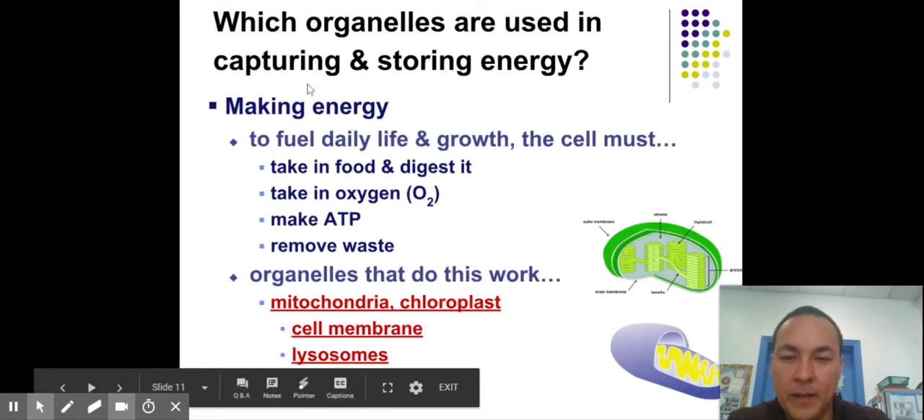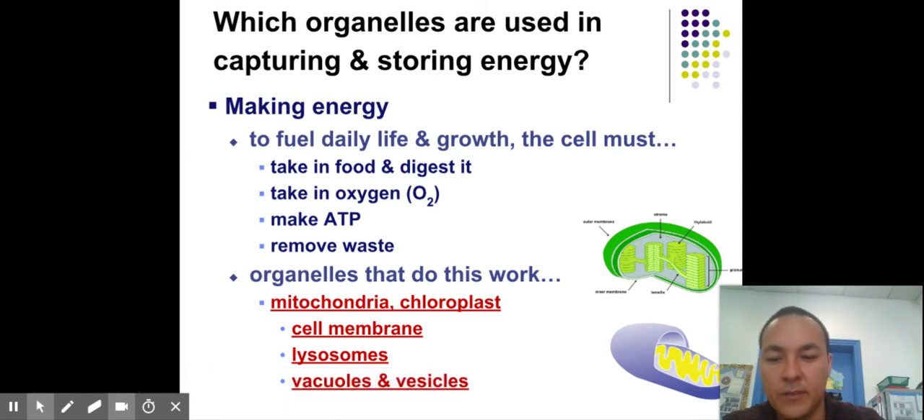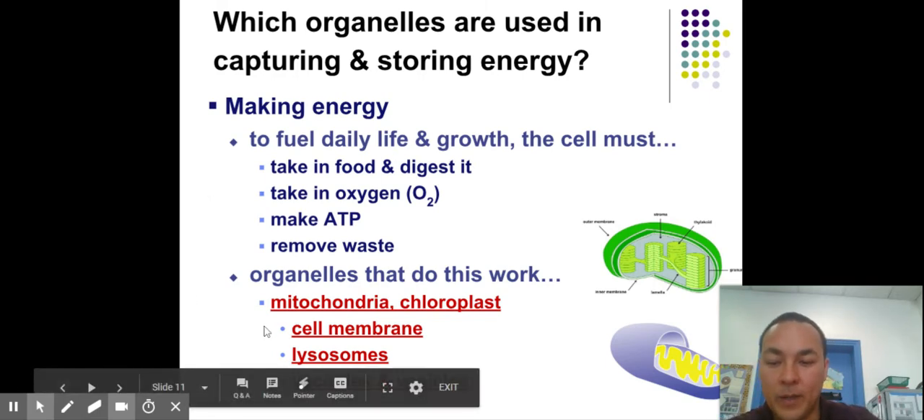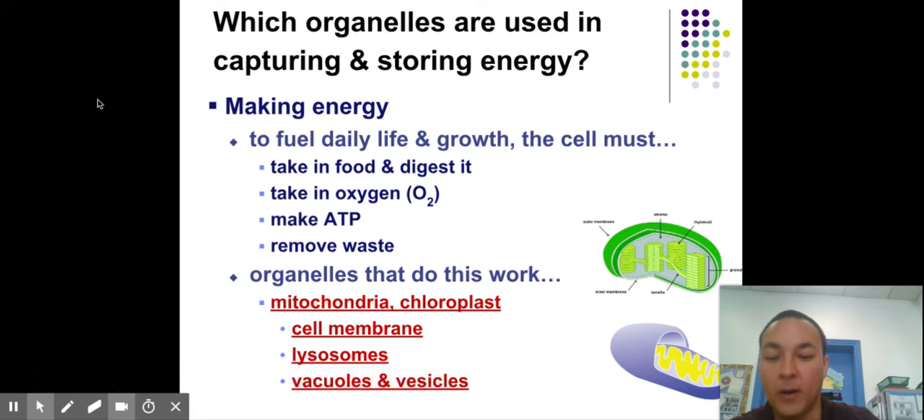So what do we mean by capturing and storing energy? Well, we're going to capture energy from sunlight. We're going to turn it into glucose. So some of the organelles involved in that are the mitochondria and the chloroplast. But there's more than just that, right? We got to get glucose in. So we have things like the cell membrane. We have organelles that help to break them down called lysosomes. And then my little presenter here is covering up vacuoles and vesicles that move things around.